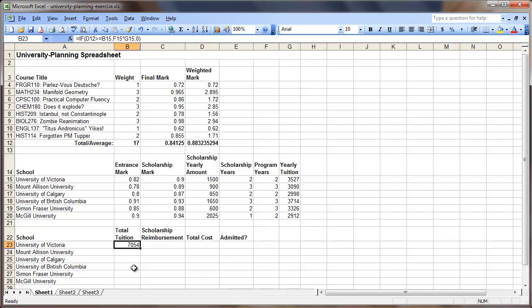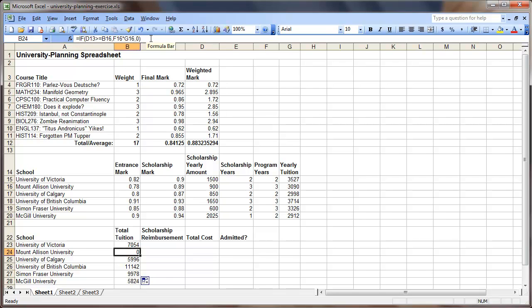Now, let's just do a little sanity check. I know, using this mark, I did not get into University of BC. I did not get into McGill, so I should see 0 for those values. Let's see what happens. Drag it down. University of BC, I should say, it calculated something. McGill calculated something. Mount Allison, I got a 0. I should have gotten into Mount Allison. According to this, I've got 10% better than their entrance mark. So what happened? Let's take a look at Mount Allison.